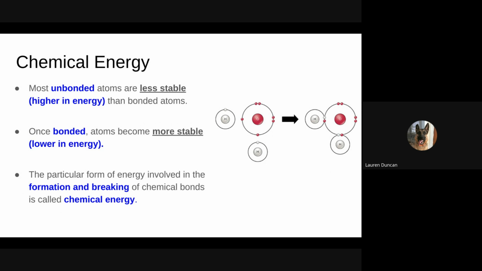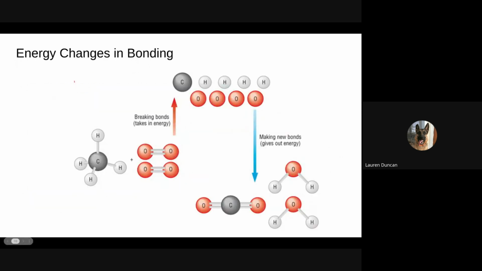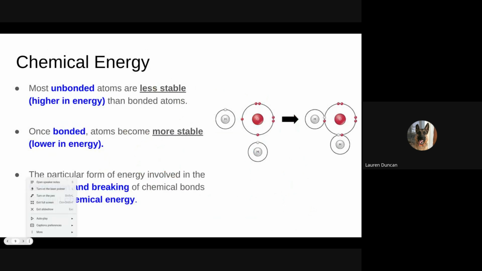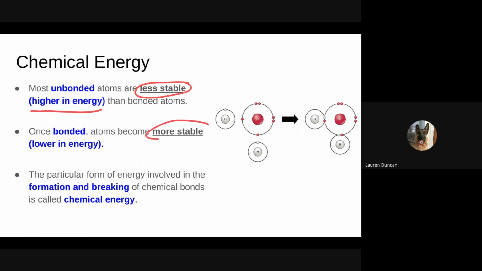Most unbonded atoms are less stable than when they're bonded to some other atom. So in nature, stability and energy pretty much have an inverse relationship. The more unstable you are, the higher in energy you are. So once an atom forms a bond, it becomes more stable. Usually it gets its 8 valence electrons, its stable electron configuration. And as a result, the atom gets lower in energy. It becomes more stable and its energy drops.